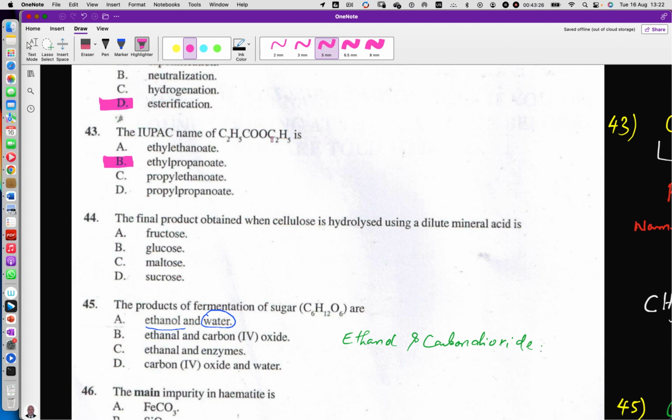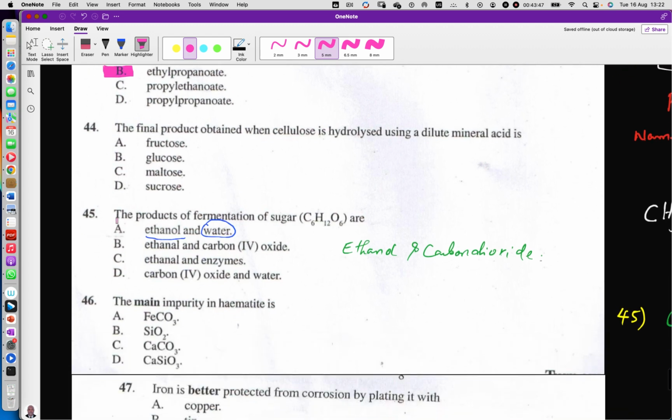There are 2 carbons here, 1, 2. So we call it ethyl. If there were 3 carbons, we call it propyl. If there's only 1 carbon, we call it methyl, as I said. Ethyl here, 1, 2, and propanoate 1, 2, 3. So 43 is B.